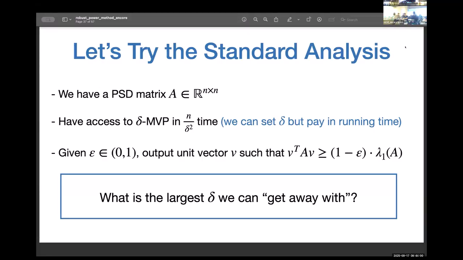So essentially the question is, in this setup, what is the largest delta that we can get away with? Because if delta is large, then we don't have to pay in the running time. And it's an interesting question in itself: what is the largest amount of noise we can tolerate in the power method if I have this epsilon fixed?